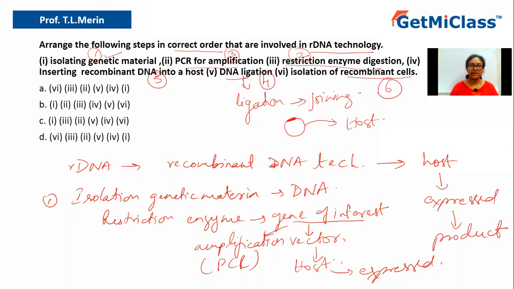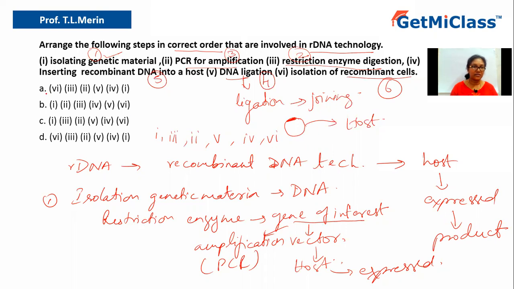So let us see. According to our explanation, the first one should be 1, and the second one should be the third statement, that is 3, then it should be 2, then it will be 5, and then it should be 4, and last it will be 6. That is 1 3 2 5 4 6.